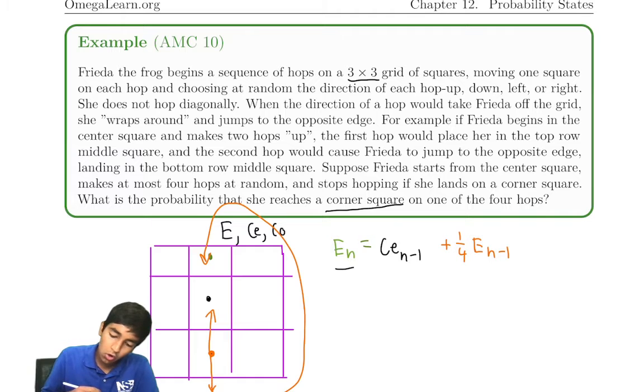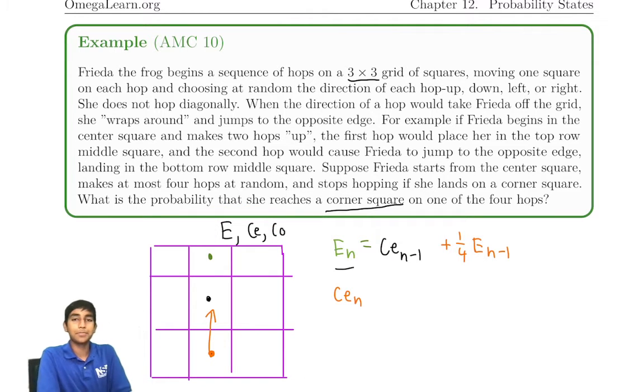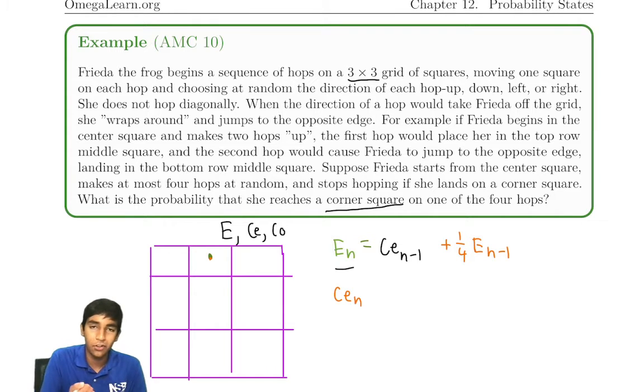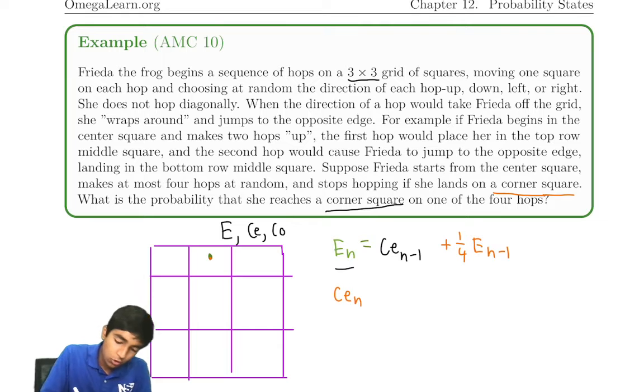Now, what about the center, c of n? What's the probability it will be at the center in n moves? So how can we get to the center? Here we're assuming n is more than 0. We get to the center from an edge. You can't go from a corner, first of all, and second of all, you can't even move from the corners, so we have to go from an edge.